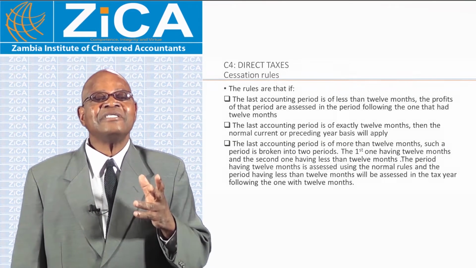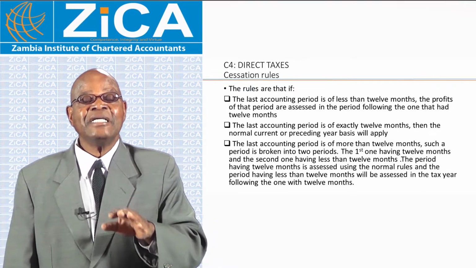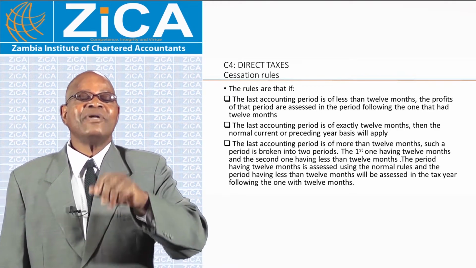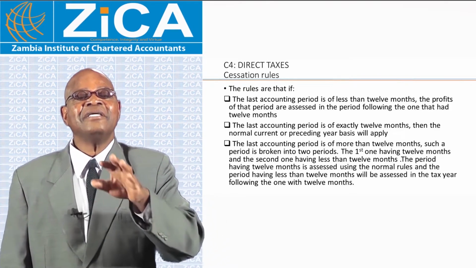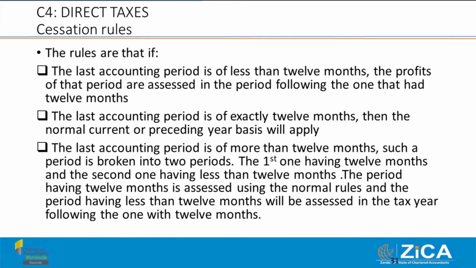This takes us to cessation rules. When we talk of cessation rules here, we are looking at a case where a company ceases to operate, and then we're saying, how are you going to tax its profits? The rules are that if the last accounting period is of less than 12 months, the profits of that period will be assessed in the period following the one that had 12 months. And if the last accounting period is of exactly 12 months, then the normal current or preceding year basis will apply.